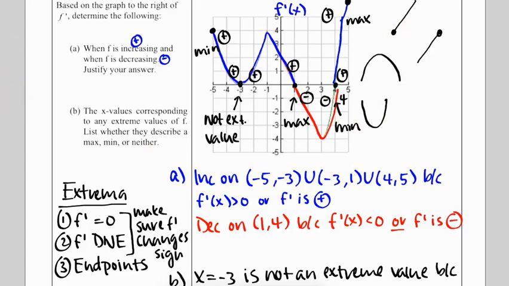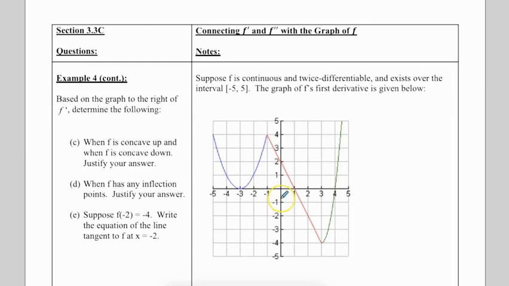All right, we're going to flip over to the page. Same example, just some new questions.